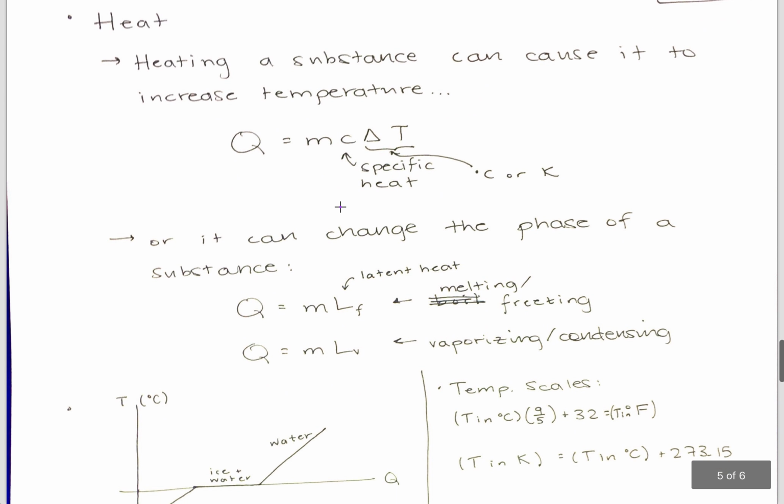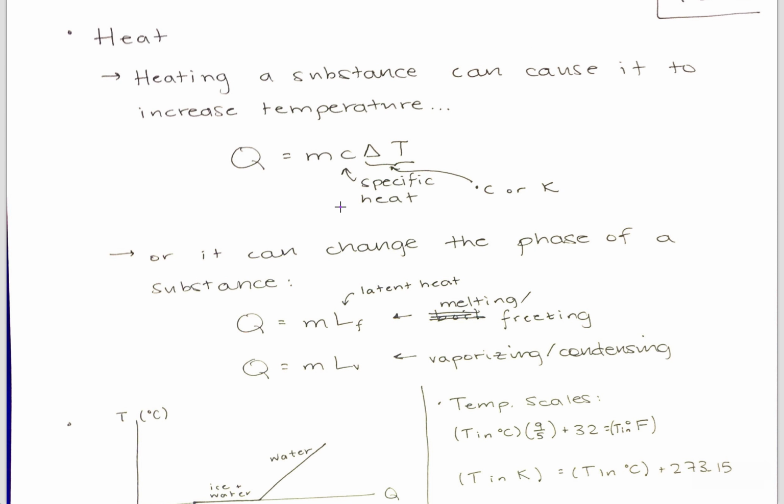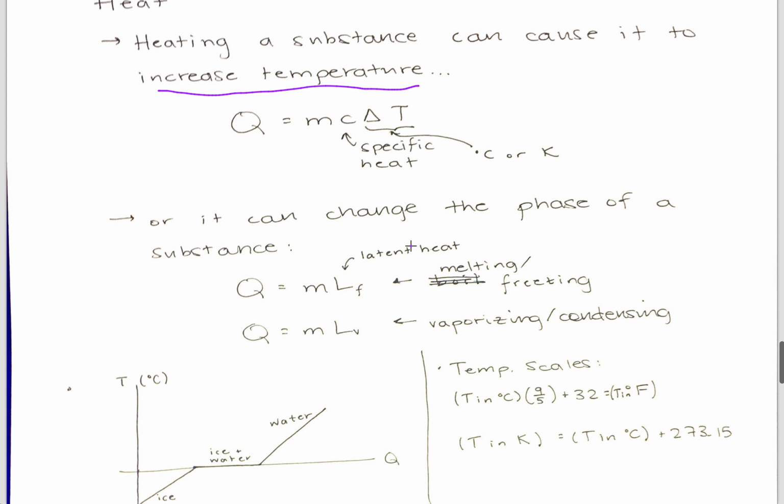Okay, moving off of that and into heat. When you heat a substance, it can have two effects. You can either increase its temperature, in which case you'd use Q equals mc delta T, or you can literally break up the bonds that are holding that substance together, so you can change the phase of the substance. In other words, you can change it from a solid to a liquid, or from a liquid to a gas. You can only do one or the other. You cannot do both simultaneously.